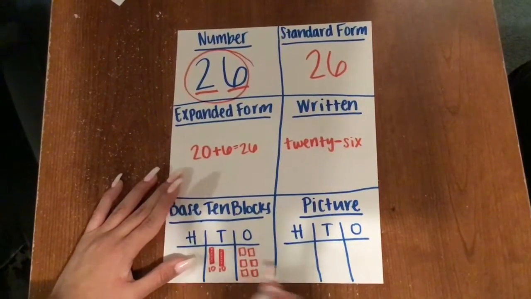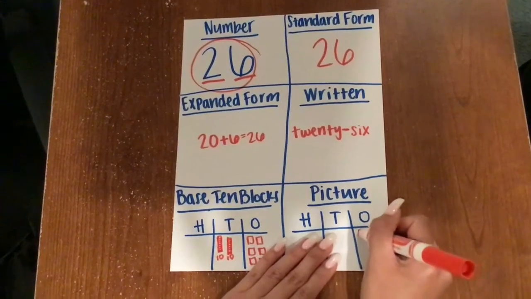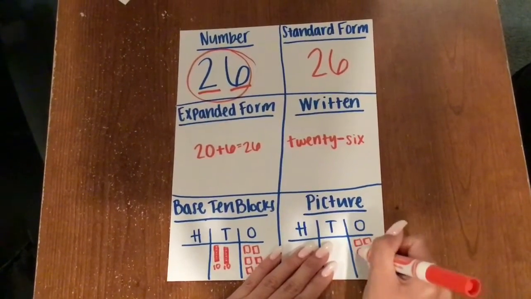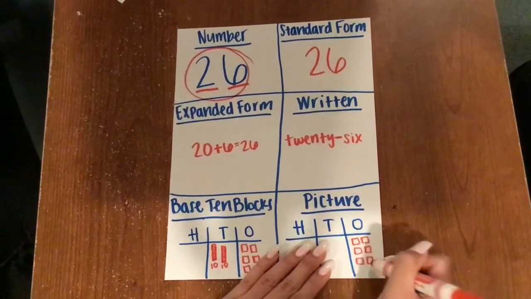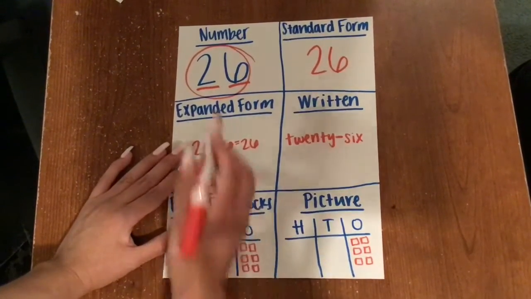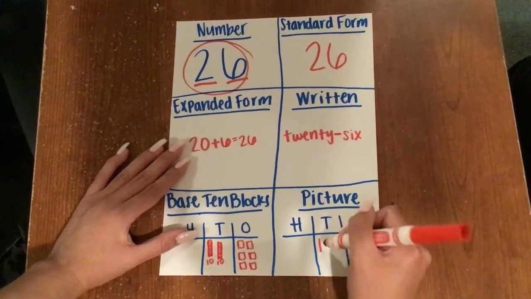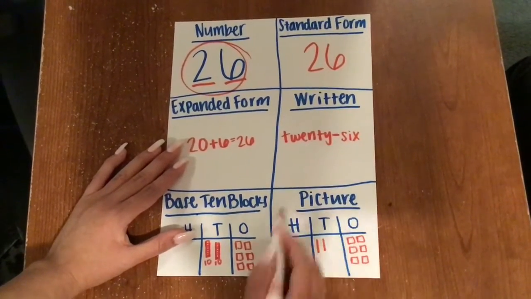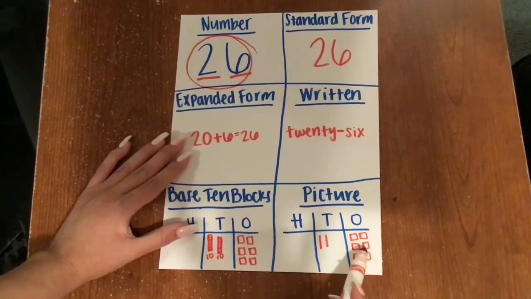And then the picture is the same. It's very similar to the base 10 blocks. So how many ones does this number have? 6. So we're going to draw 6 squares. 2, 3, 4, 5, 6. How many tens does it have? 2. So for the picture, remember, we just draw lines. So 1, 2. So this represents the number 26 because it has 2 tens and 6 ones.